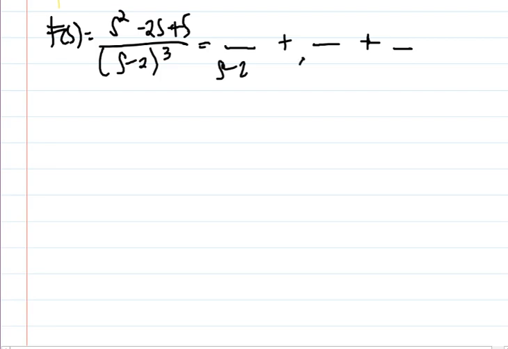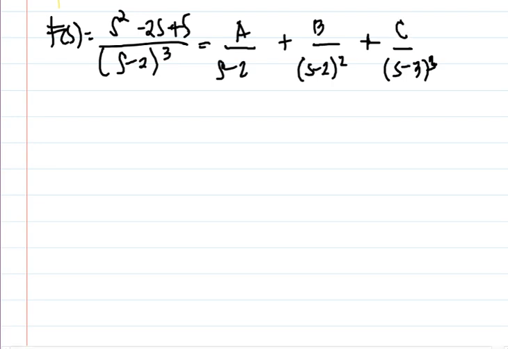Next, the squared form. So we have s minus 2 squared. Next, another one is the cubed form. So we have s minus 2 cubed. Since the factor is linear, the numerators are all just constants. So this will be equal to A, B, C.